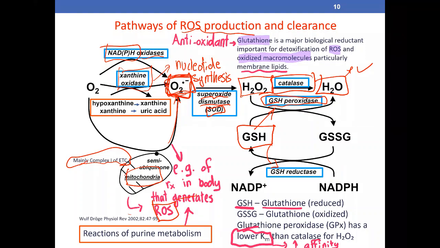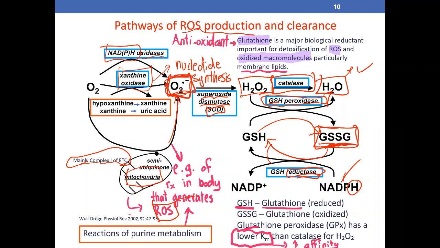This donation occurs through another enzyme known as GSH peroxidase. This is just pure memorization. It converts this into this. Once it donates the electron, it becomes oxidized because it lost an electron. So it becomes glutathione, but oxidized. Now, this can gain an electron again. How does it gain it? There's another enzyme called GSH reductase. Remember, it's called reductase, which means it reduces. So it will reduce this into this. How does it do it? It takes an electron from NADPH.